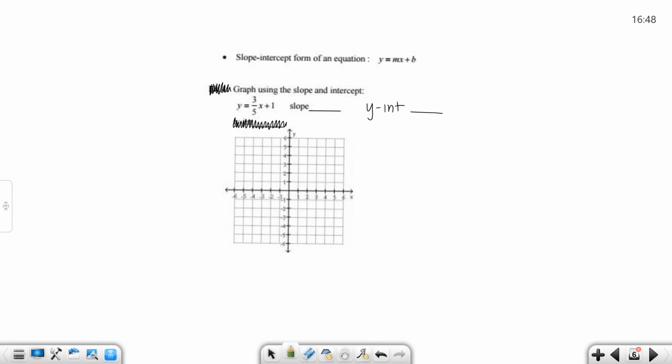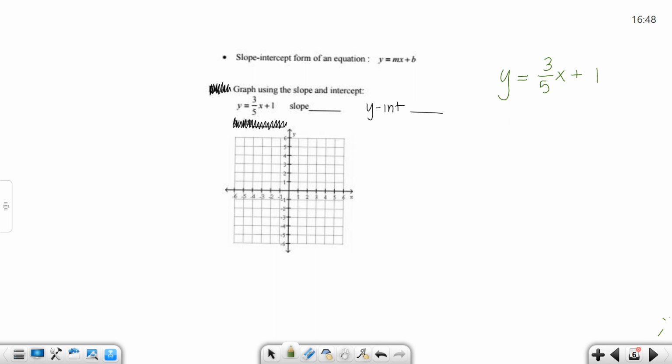The next thing I'm asking you to do in this section is graph. There's many different ways to graph, but I'm going to ask you two different ways. What you'll notice about this one is, it's hard to see because of the scratch outs, but your function here is y equals 3/5 x plus 1.